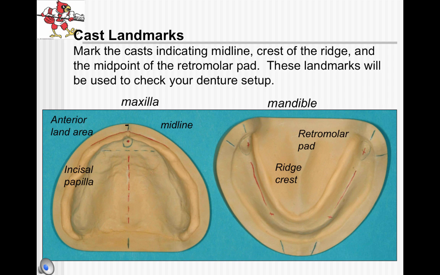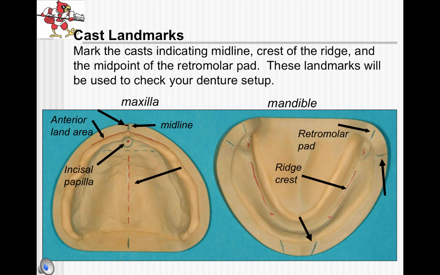Check to see that you have marked the cast landmarks that are important for setting the anterior and posterior teeth. On the maxillary, the midline, the middle of the incisive papilla, the median palatal suture, and a point 8 to 10 millimeters anterior to the middle of the incisive papilla should be marked. On the mandibular, a line should be scribed on the median of the ridge. That line should extend posteriorly to the land area behind the retromolar pads. It should extend anteriorly to the land area also. A horizontal mark should be placed halfway up the retromolar pad, which defines the height of the occlusal plane.